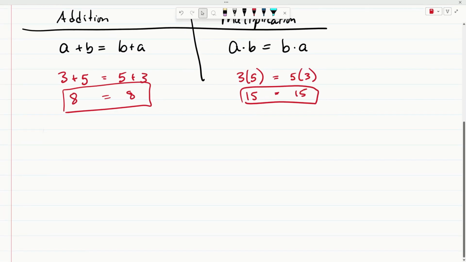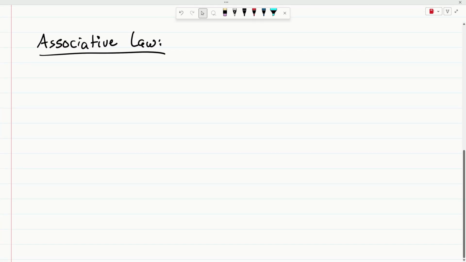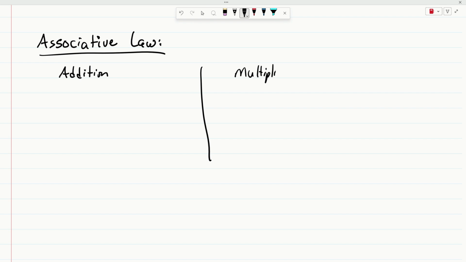Now, the next laws we have are the associative laws. A-S-S-O-C-I-A-T-I-V-E. I guess I did spell it right the first time. So we have the associative law, and once again, you have them for addition and multiplication. And the associative laws deal with grouping. Like, how do we group things?